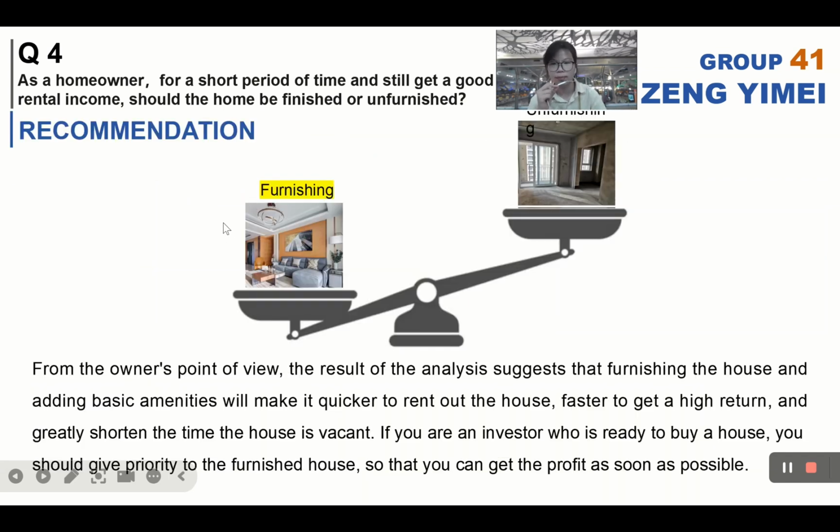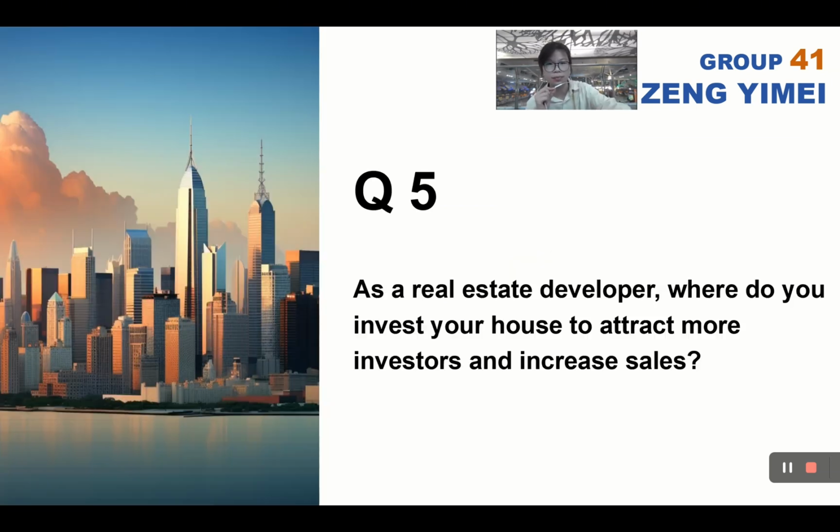So, recommendation. From the owner's point of view, the result of the analysis suggests that furnishing the house and providing other basic amenities will make it quicker to rent out the house, faster to get a higher return, and greatly shorten the time the house is vacant. If you are an investor who is ready to buy a house, you should give priority to furnished houses so that you can get the profit as soon as possible.